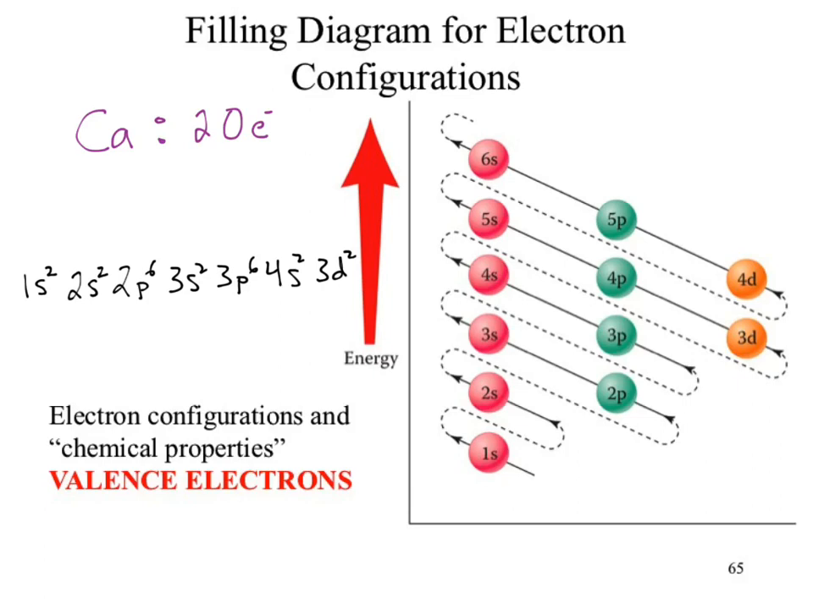It'll be 4s2. What do you got? It's basically the same thing except without the 3d2. I get rid of the 3d2, that's it.